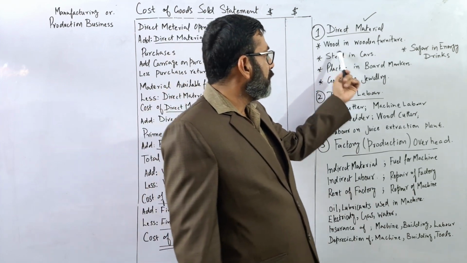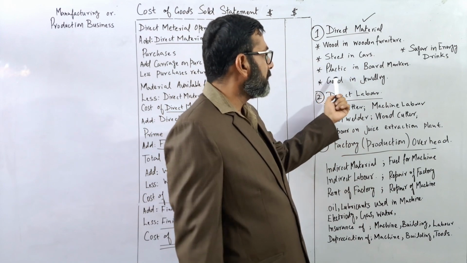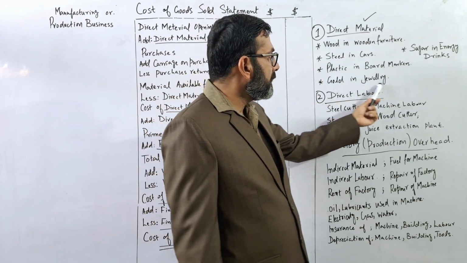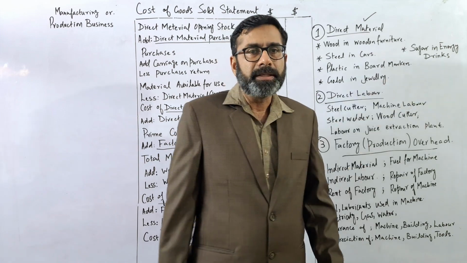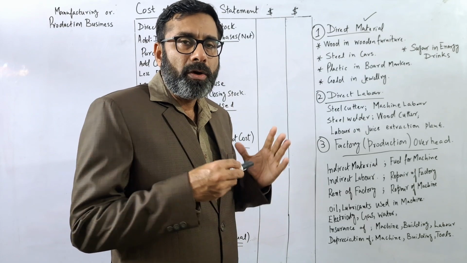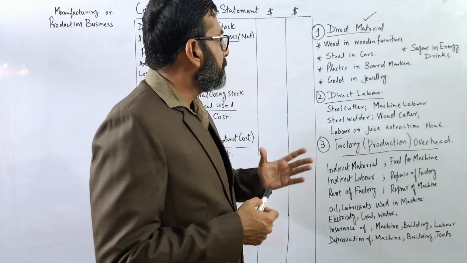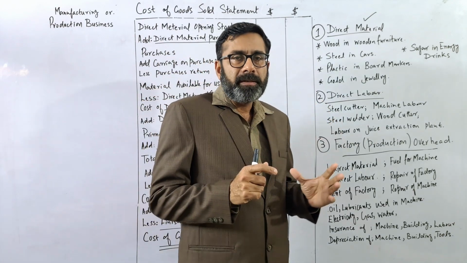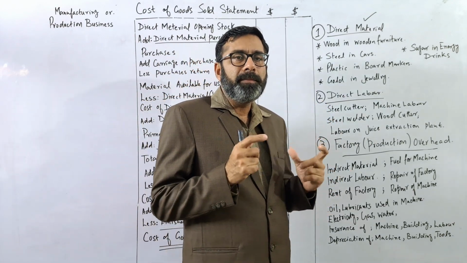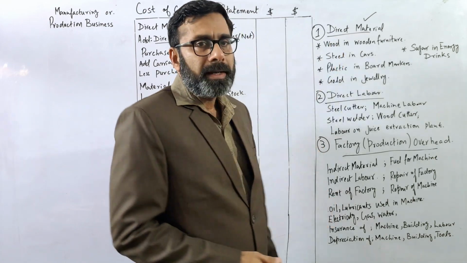For example, we have wood in wooden furniture, steel in cars, the plastic board in markers, then the gold in jewelry, or the sugar in an energy drink. So these are some of the basic examples of how we decide whether it is direct material or indirect material. Simply, in wooden furniture, the main ingredient, the main material they are using is the wood. So that will be considered as the direct material.